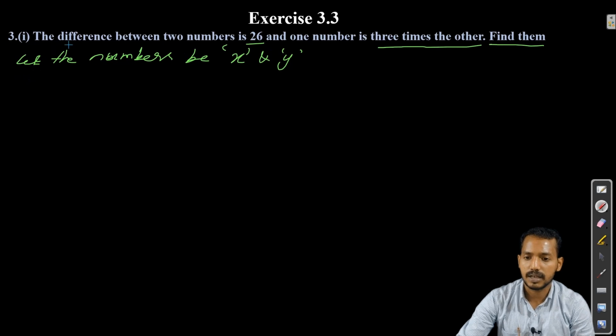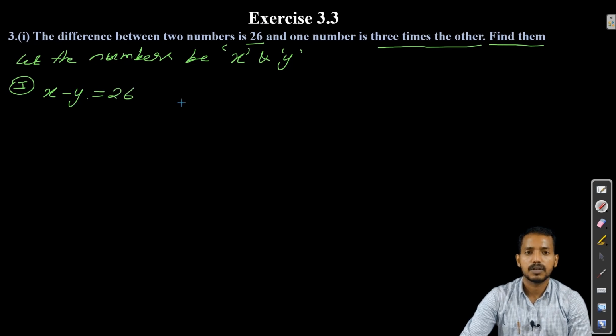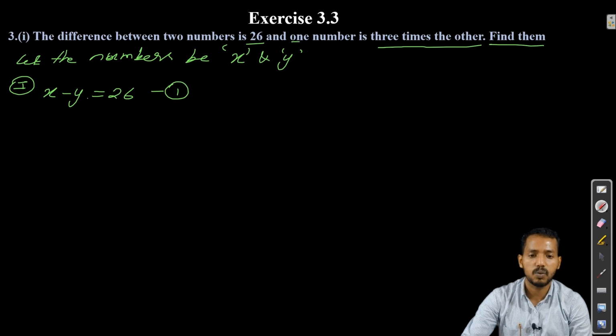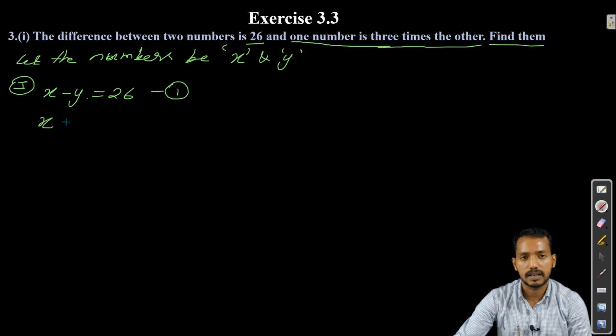Then the first condition is the difference between two numbers is 26. So in the first condition we get x minus y, the difference of these two numbers, is equal to 26. Clear? Equation number 1. Second condition is one number is 3 times the other. That means x, the greater number, is 3 times the other, y. Equation number 2.